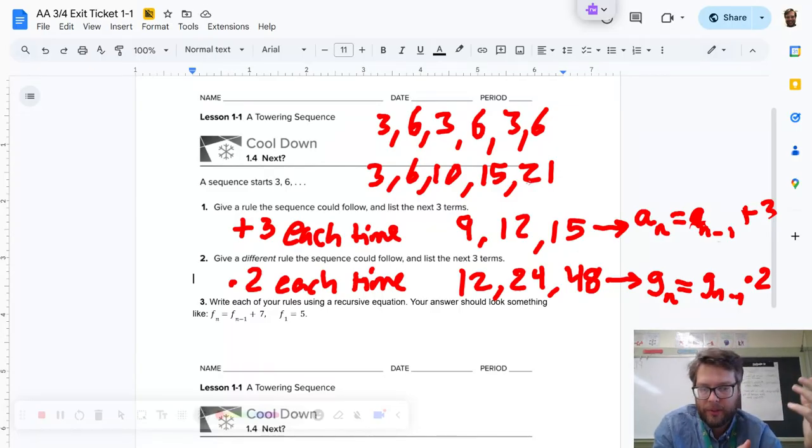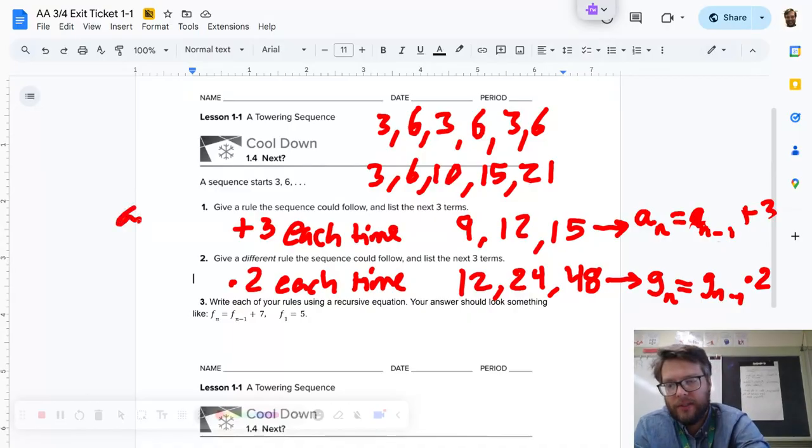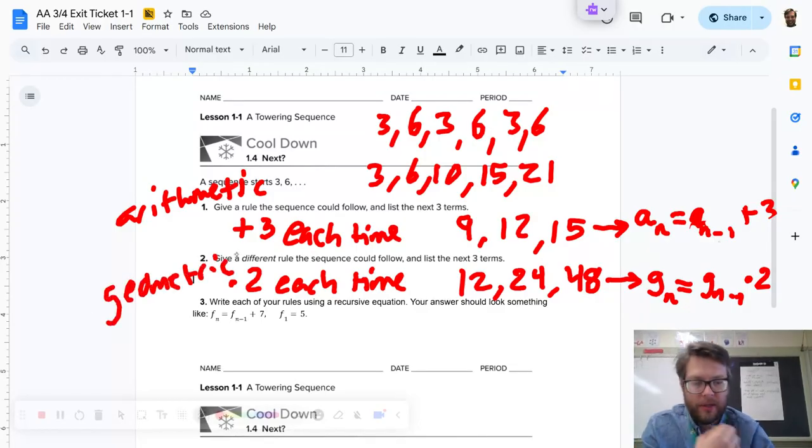But the ones that we're going to focus on the most in this unit are the arithmetic ones. So that's how I did it on question 1. And then the geometric one. So arithmetic, adding, and geometric, multiplying.